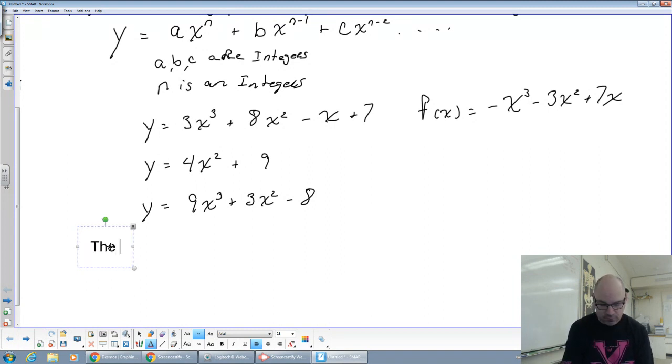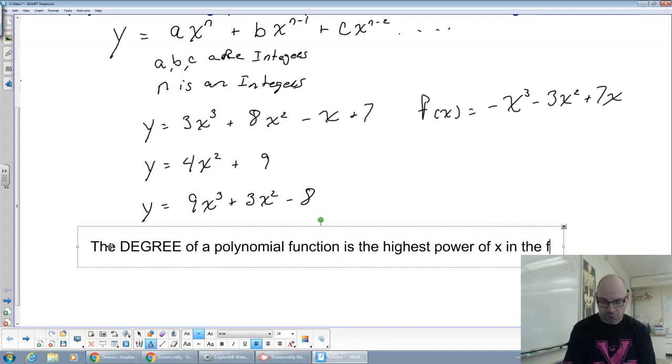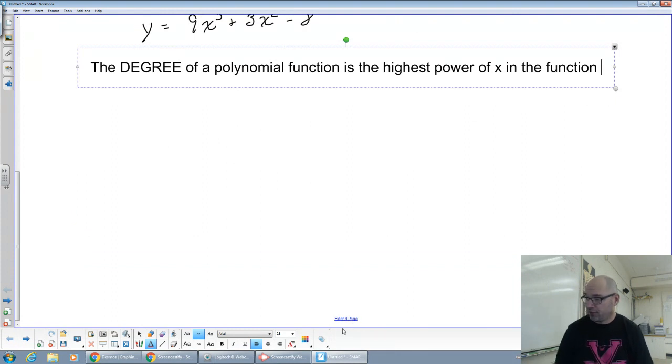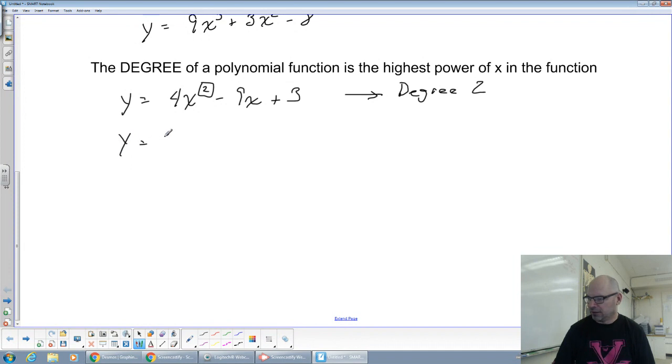The degree of a polynomial function is the highest power of x in the function. Okay, so for example, if you have y equals 4x squared minus 9x plus 3, this is degree 2, because of the power of 2. Okay, y equals x cubed minus 7x plus 8. This is degree 3.